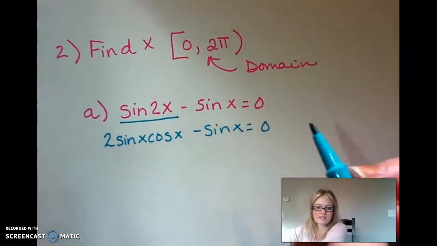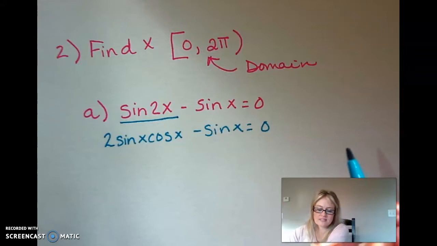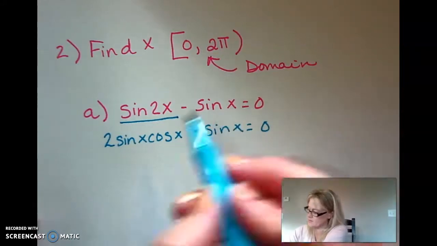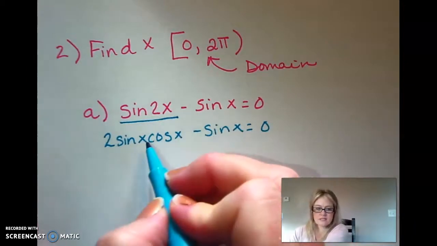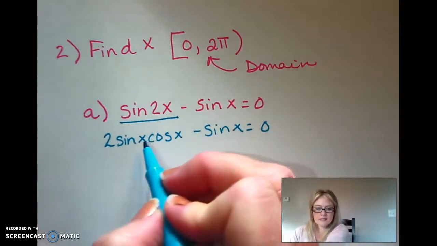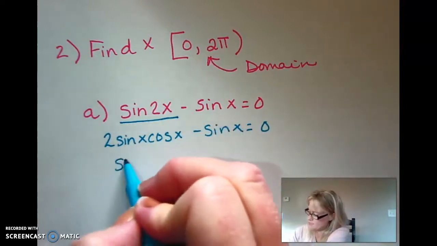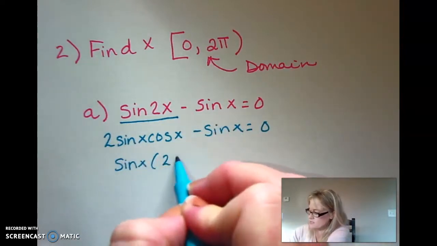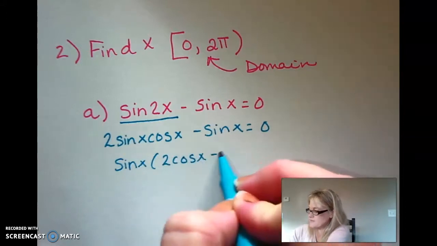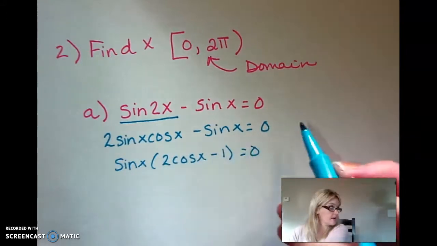So we're just using it as another form of an identity switch and helping us to solve our equations. All right, when I look at these two terms, is there anything that they both have in common that I can factor out? Well, I can factor out a sine. So when I take sine of x out, I'm left with this.